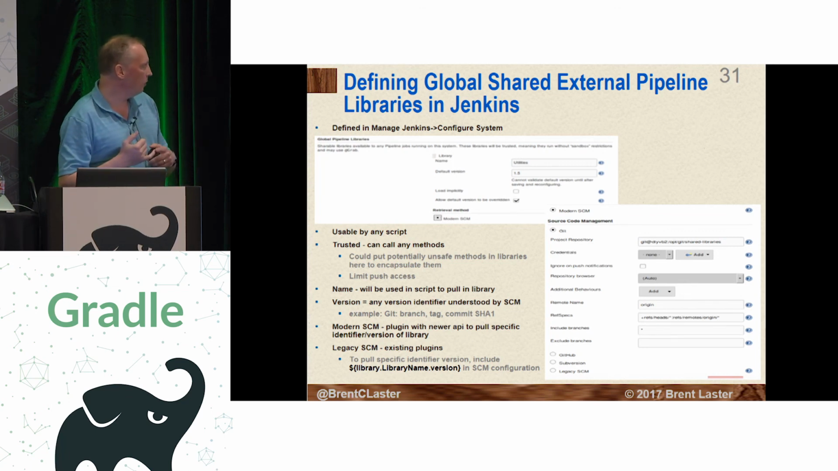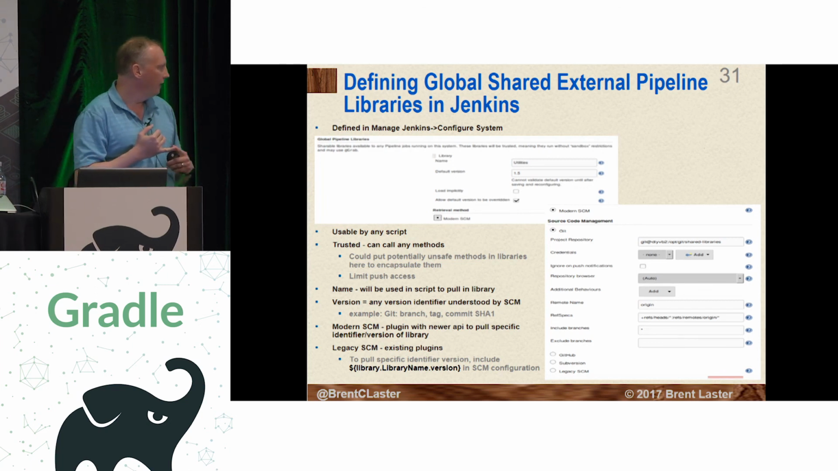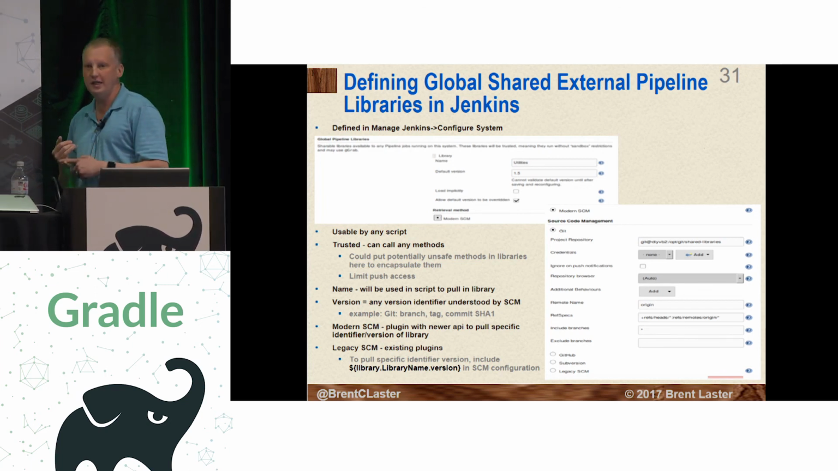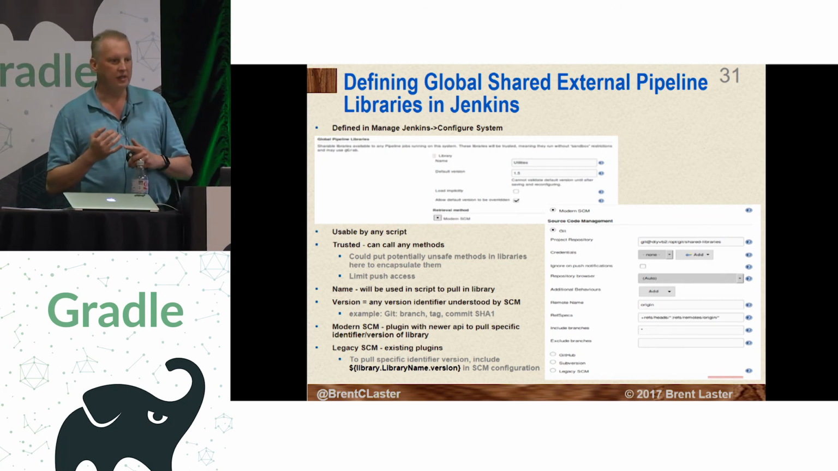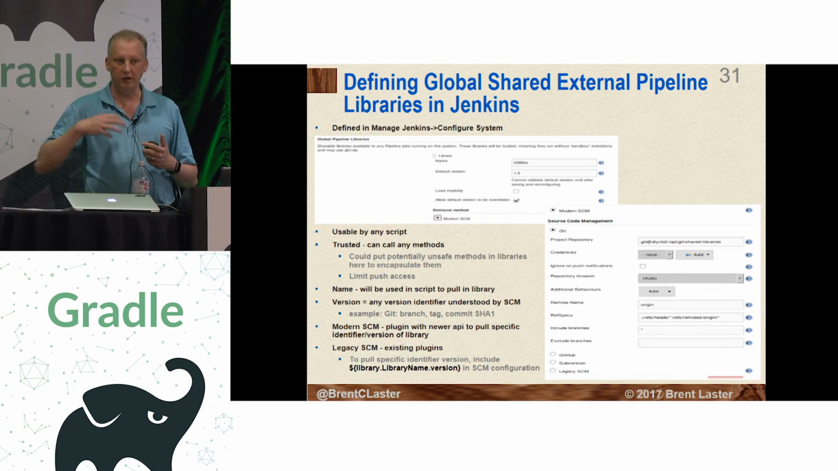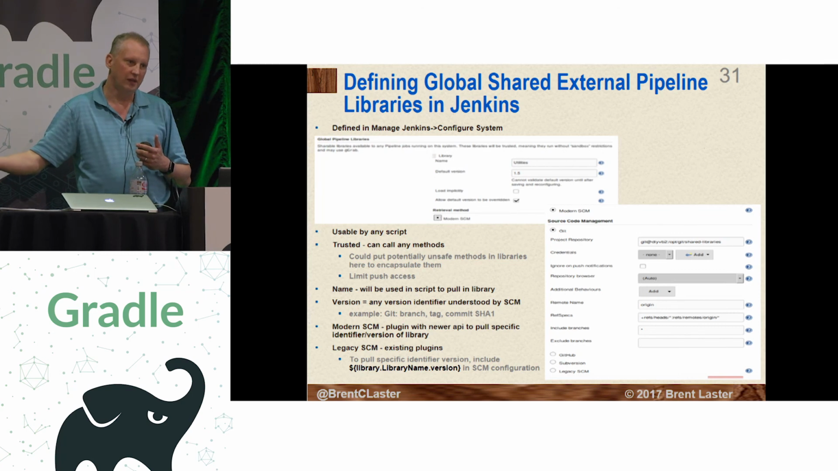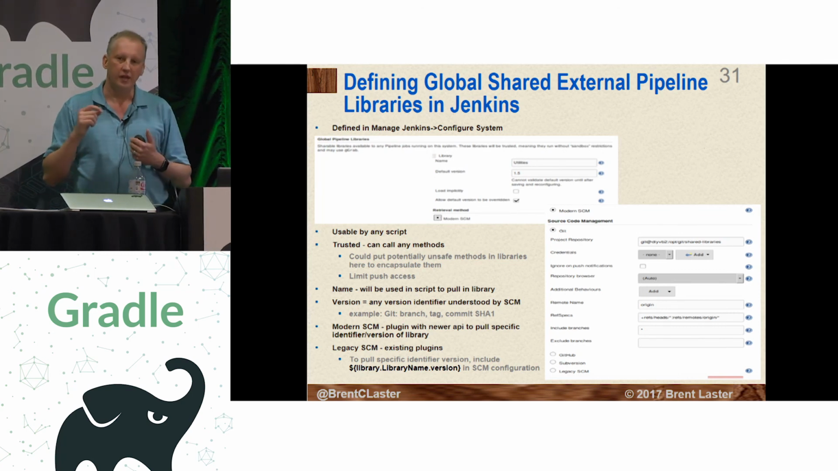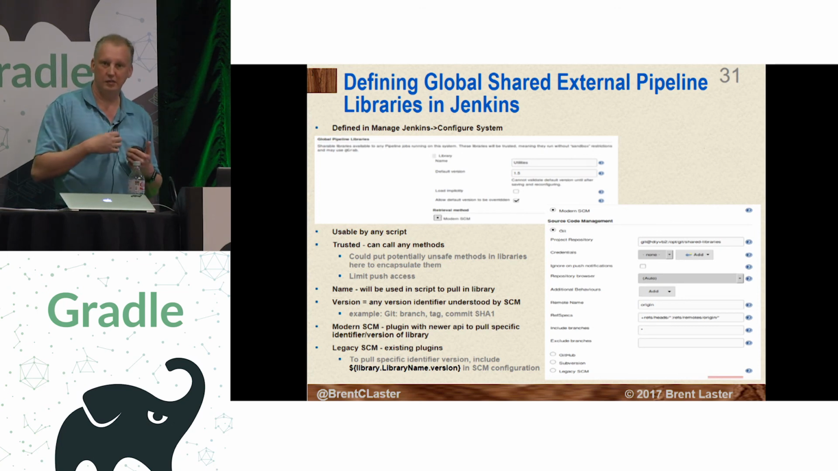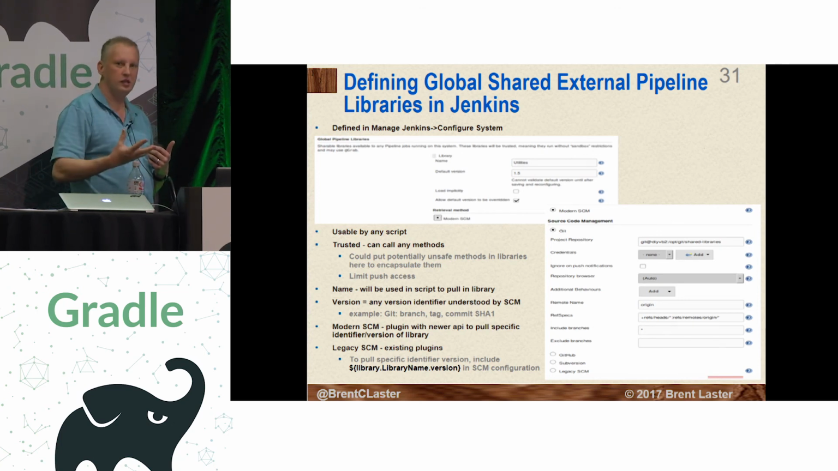A couple of things about global libraries. They're usable by any script. They are trusted. That means they can call any method. They can do anything out there. You may not want that to be the case. You may not want to be calling lower level build object things in Jenkins automatically. So if you're using a global shared pipeline library, be careful, be cognizant of who has access to modify it, who has access to change things in it, because it can do anything, it has trusted code.